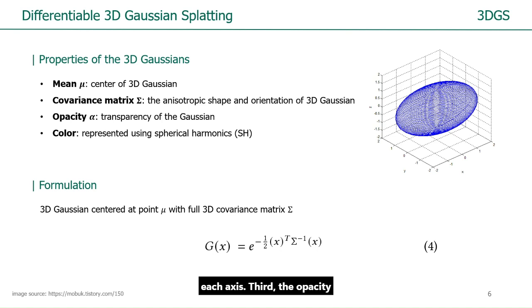Third, the opacity controls the transparency of the Gaussian during rendering. Finally, the color is represented using spherical harmonics, or SH, which enables modeling of view-dependent appearances. Using these properties, each Gaussian is formulated as a 3D Gaussian distribution centered at point mu with covariance matrix sigma, as shown in the equation below.